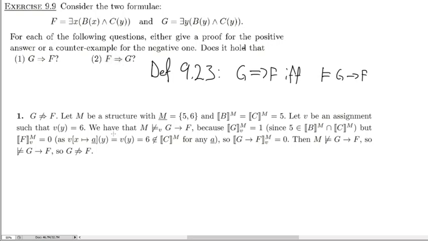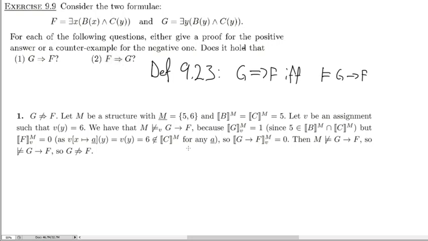This means that G implies F is not true under our structure M under the assignment V, because, as I said before, G is true because B and C have something in common, but F is not true because here B and C do not have something in common. We let Y be a 6, and the 6 is not in C, so the intersection of this C and this B is the empty set.